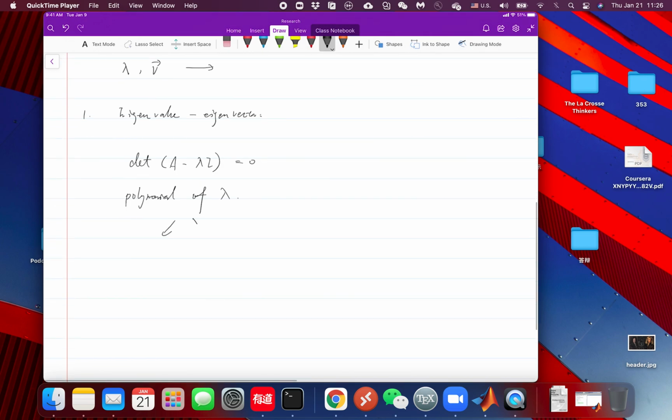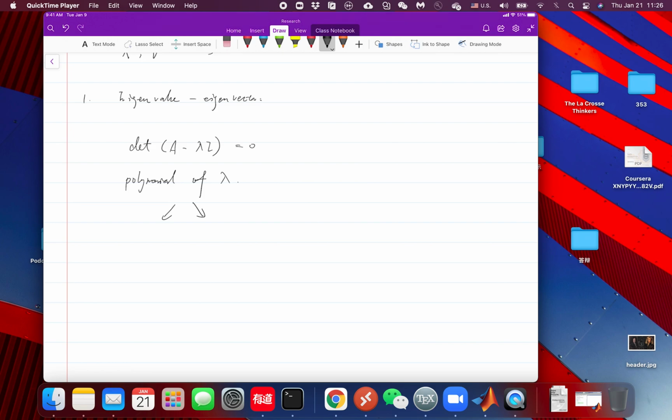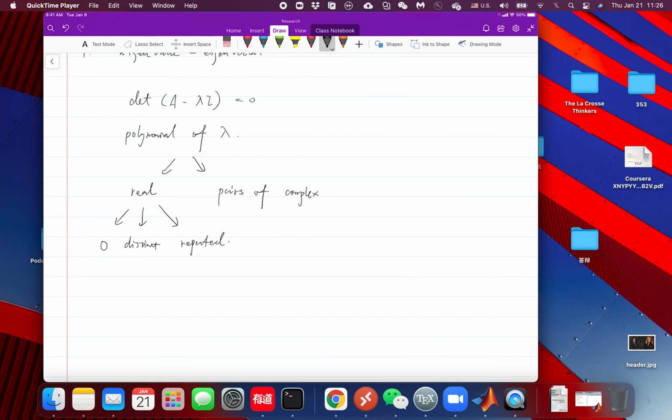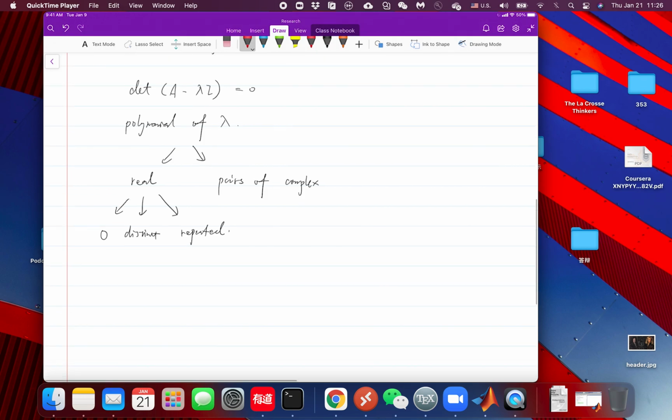And because it's a polynomial, when you try to solve for the roots of the polynomial, we know we can only have two possible cases. The first one is going to be that we have real roots. And second, we are going to have pairs of complex roots. The pairs of complex come from irreducible factors, and the real come from linear factors. And for real, you can further differentiate them into zero eigenvalues, distinct eigenvalues, and repeated eigenvalues. It's just this time we have more than 2. We have 3. And then we just need to figure out what's going on with each one.